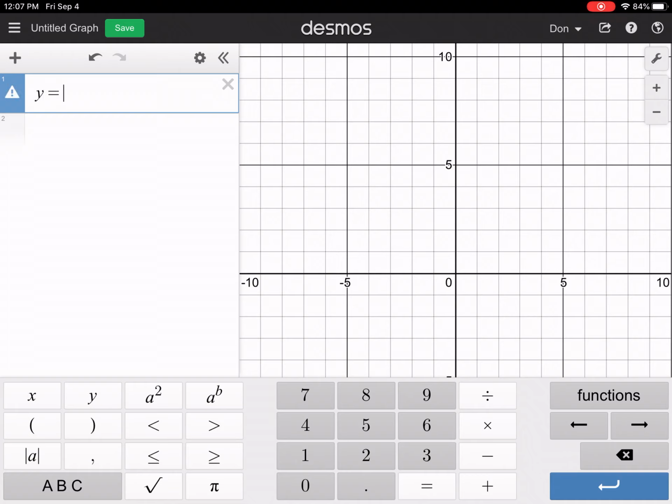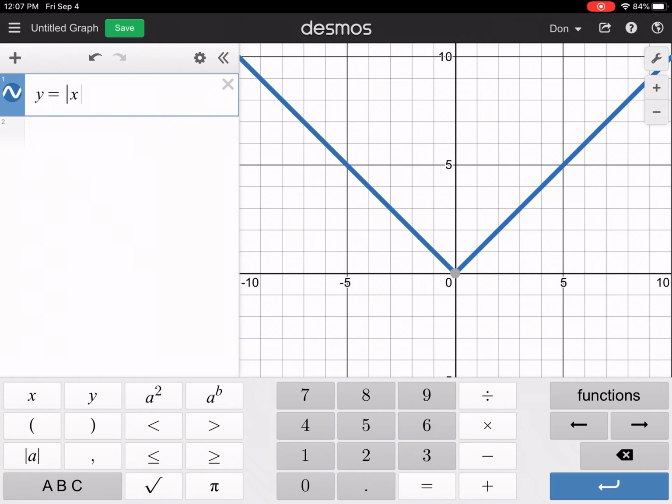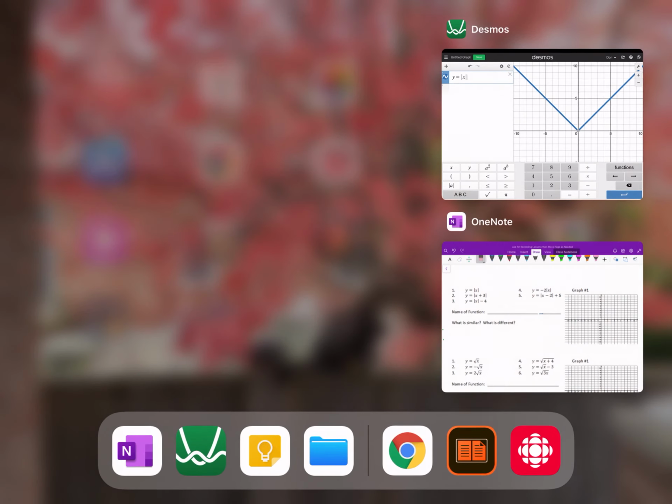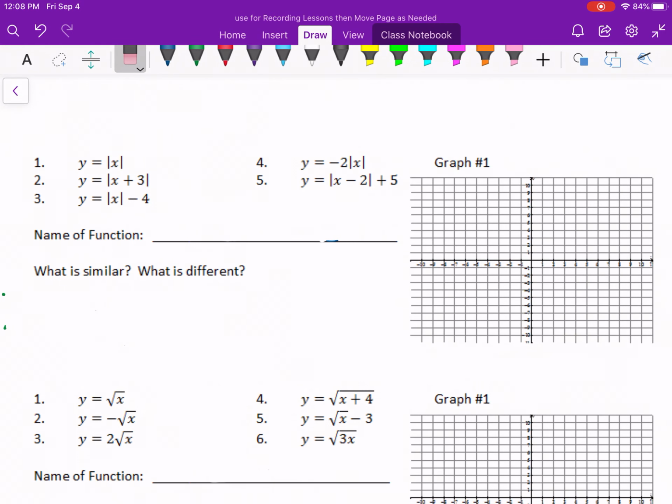So I can go y equals absolute value of x. And there's the shape. It makes a V shape. Very similar to a parabola, makes a V shape. And again, that's how you type it in. You're going to see it. You can sketch that. I won't take the time to sketch that one right now.